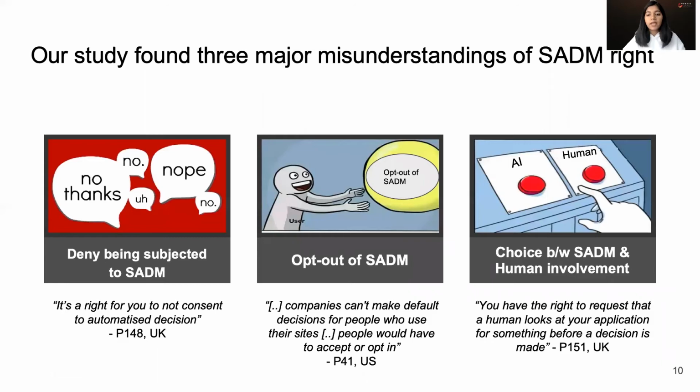For the first finding, we asked our participants about their understanding of the SADM right before showing them a video tutorial. Participants shared some reasonable and some interesting misunderstandings of the right. 3 of the most interesting misunderstandings included: 1. Deny being subjected to SADM, wherein people believed that the SADM right inherently allows them to deny being profiled or subjected to SADM processing. Some respondents even anticipated that the right provided them a choice to opt out of SADM. Lastly, participants also believed that the right allows them to choose between the automated and the human decision maker options.